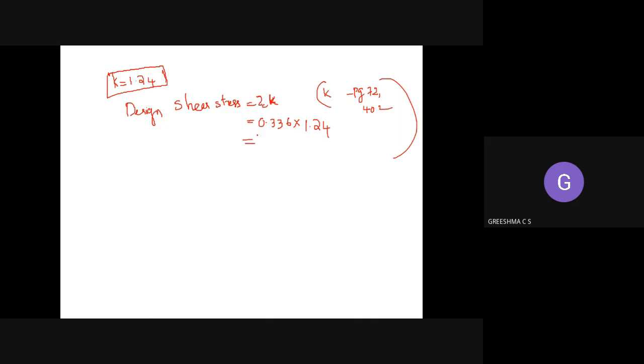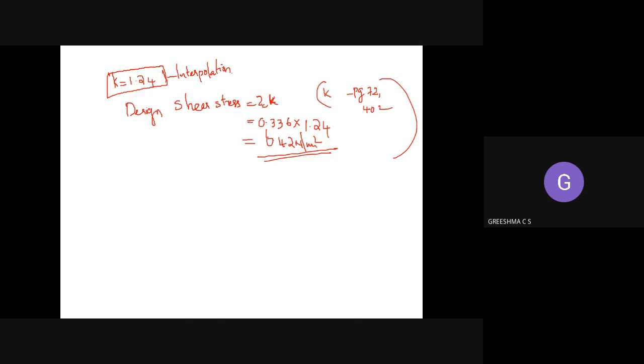So 0.336 into 1.24 is equal to... How much are you getting? 0.42 Newton per mm square. Okay, so you will get the value as 0.42 Newton per mm square.